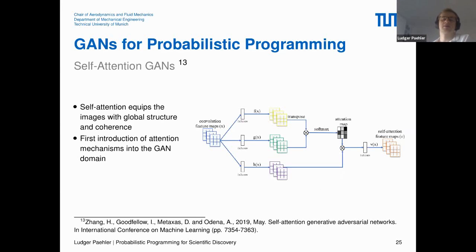This is where they began to introduce self-attention. You can use it to capture structural coherence, and they do that in this case to capture it from the images themselves. And this was the first time attention was introduced, as far as I'm aware. There might be something earlier.